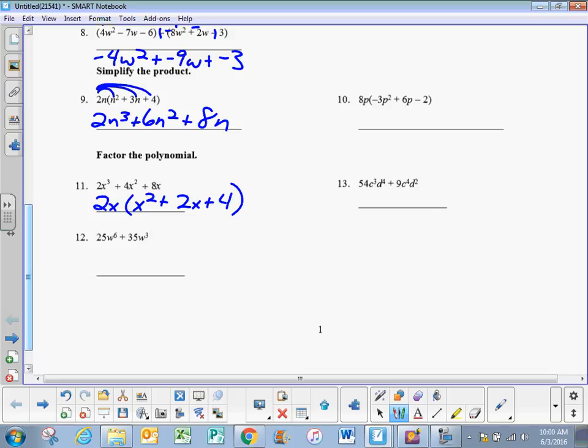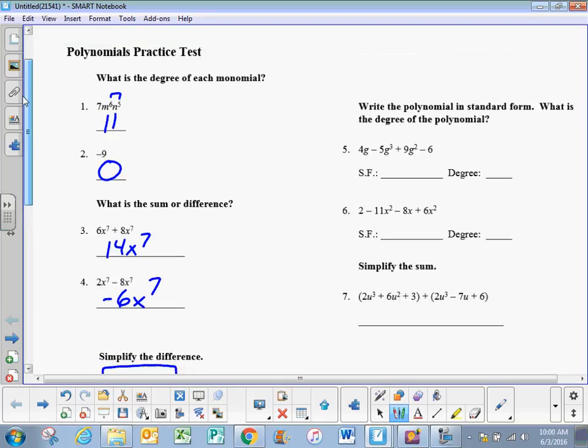On this one, I'm going to divide out 5w to the third, and I'm going to be left with 5w to the third plus 7. Is there anything else I can divide out? No. So I factored completely. Okay, number 5.